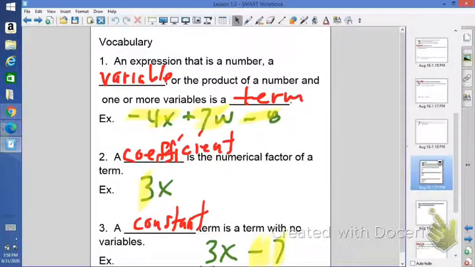The second vocab, coefficient, is the numerical factor of a term. So if we have 3x, the 3 is the coefficient. If we have negative 10y, what is the coefficient? Negative 10. And then the constant term is a term with no variables. So if we have 3x minus 7, the negative 7 is our constant.